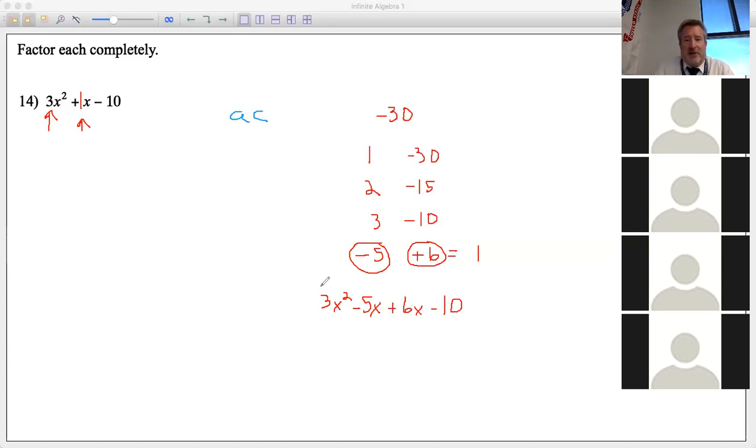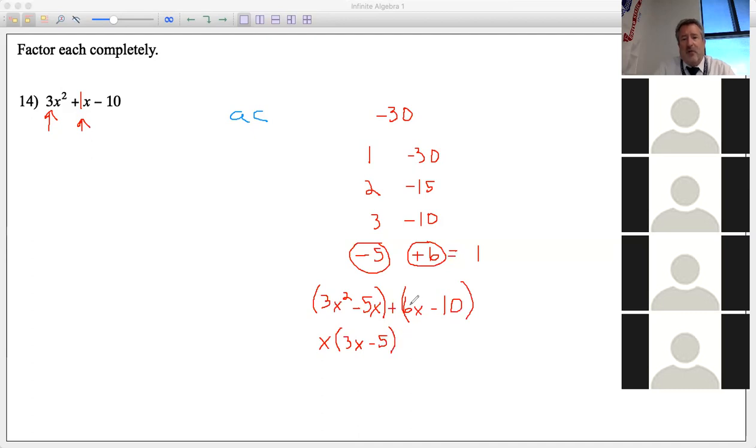All right, same process as always. We put parentheses and another parentheses, and we factor each one separately. What goes into 3x squared and 5x? Well, just an x. So I factor out an x. That's the process of saying what times x is 3x squared. Well, that would be 3x. 3x times x is 3x squared. What times x is negative 5x? Minus 5.